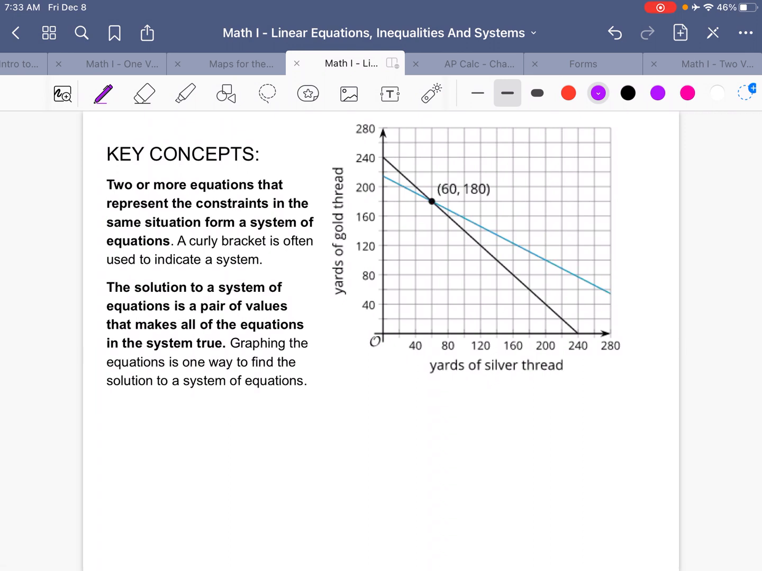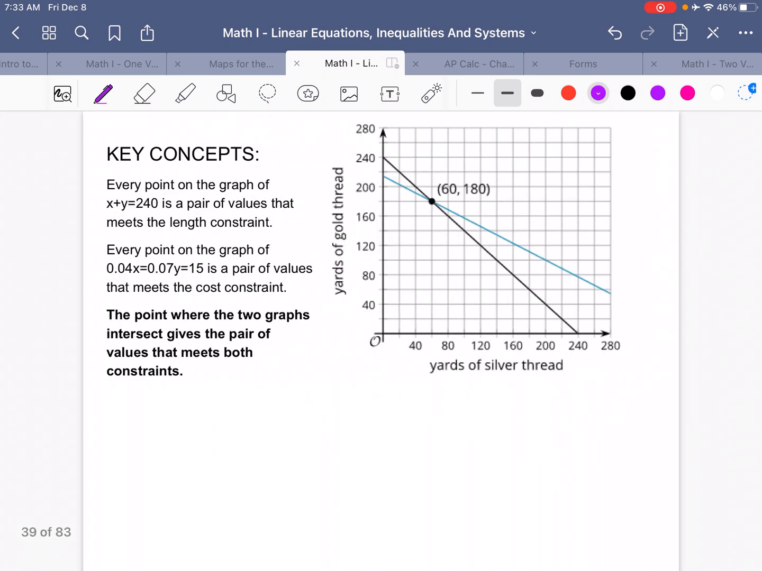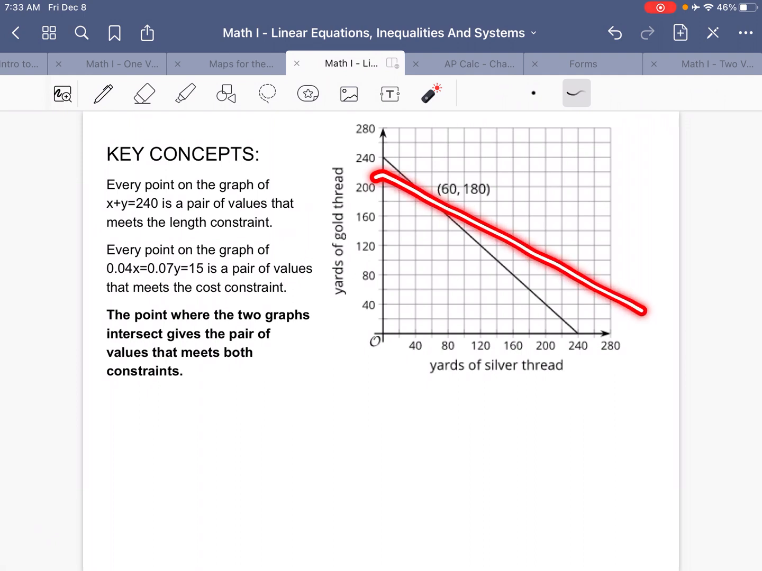The solution to a system of equations is a pair of values that makes all of the equations in the system true. Graphing the equations is one way to find the solution to a system of equations. Because remember, every point on a line is a solution to the equation of the line that graph came from. So every point on this blue line is a solution to the equation for the blue line. Every point on the black line is a solution to the equation from the black line, which means that this point right here is a unique and special point.